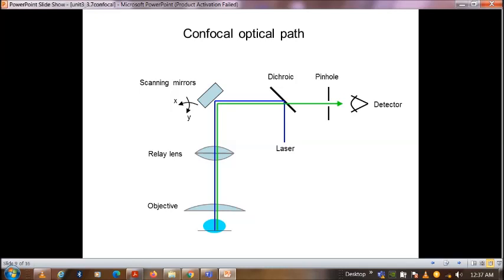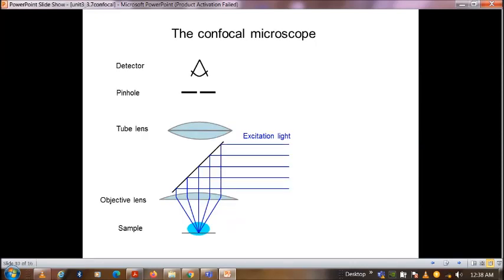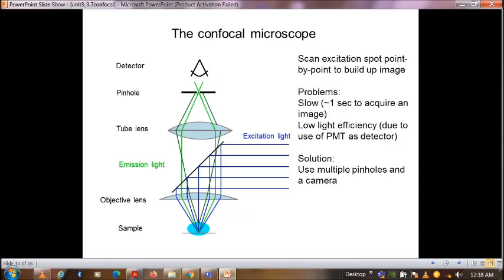From the objective, it goes to the relay lens, and then the scanning mirror, and then the dichroic plate, where the laser light is made to fall at a starting point, and it is made to pass into the pinhole, then the detector. So the incident laser light through the process is repeated back to approach the detector. So the confocal microscope has a light signal like this. We scan the excitation spot point by point to build up the image.